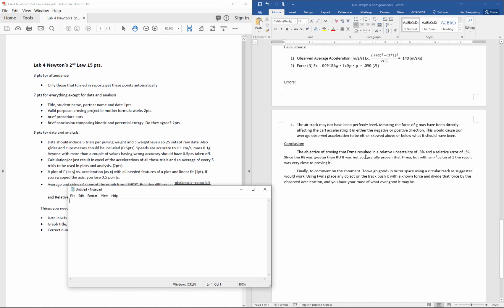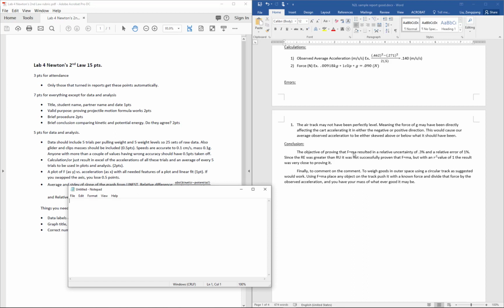Okay, objective was proving that. So relative uncertainty of 0.3, relative error of 1. So since that, it was not successful. Correct. But with that, and very close to proving. I like it. It's drawing the right conclusion, although it wasn't really mentioning what was being compared. It mentioned the broader objective is to prove F equals MA.